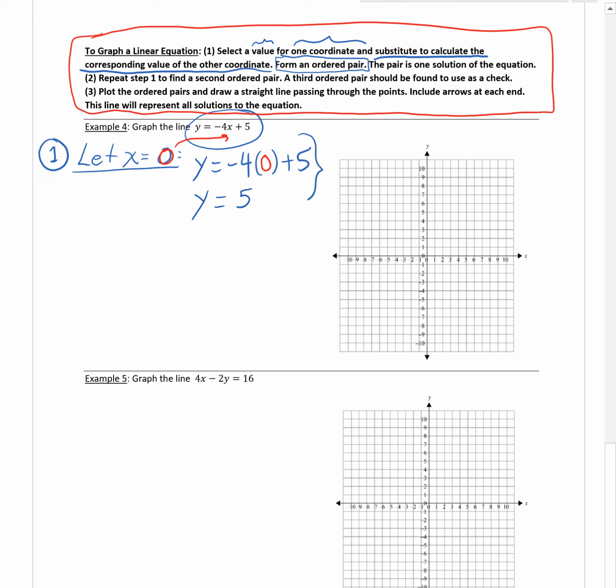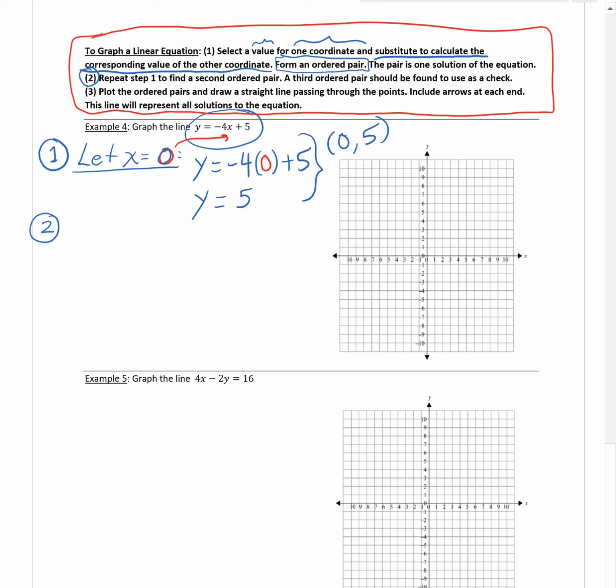Alright, so all that work I just did was just to find 1 point. 0 was the x value, because that's what I chose. 5 was the y value, because it was already predetermined once I chose x equals 0. Alright, so we've done that. And then step 2 says, we're going to repeat that process to find another ordered pair.